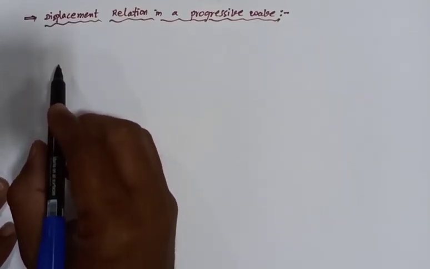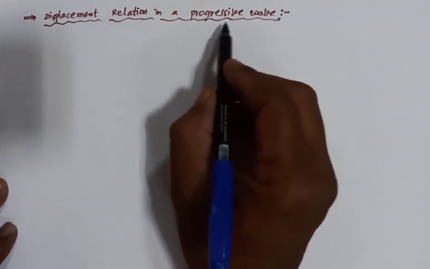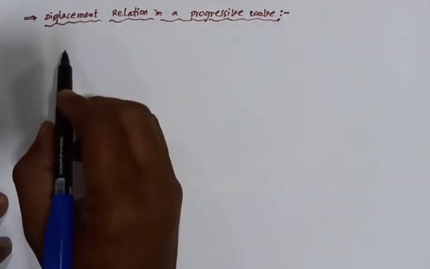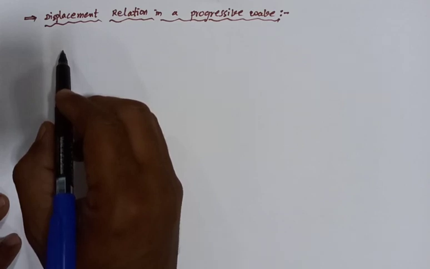Today we will discuss the displacement relation in a progressive wave. In the last class, we learnt about the types of waves. According to material, there are two types: mechanical and non-mechanical waves. Also, there are matter waves.